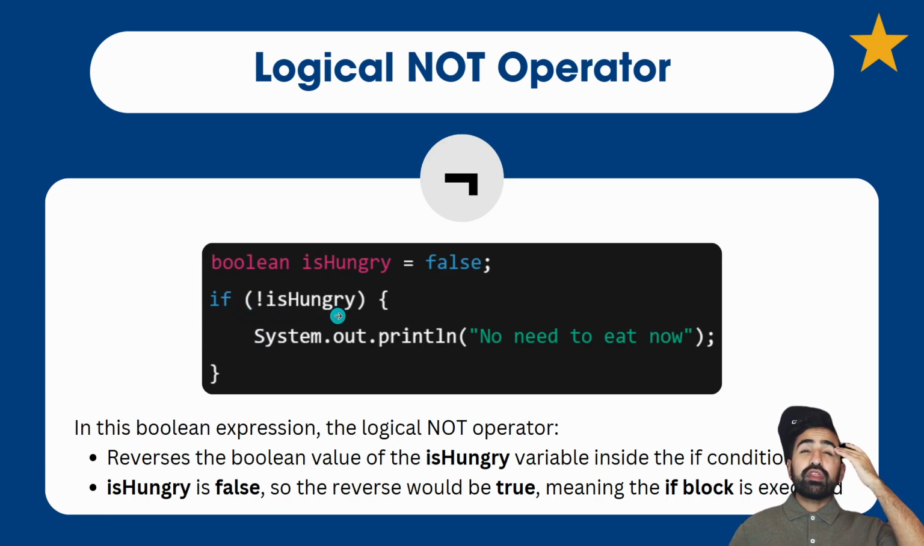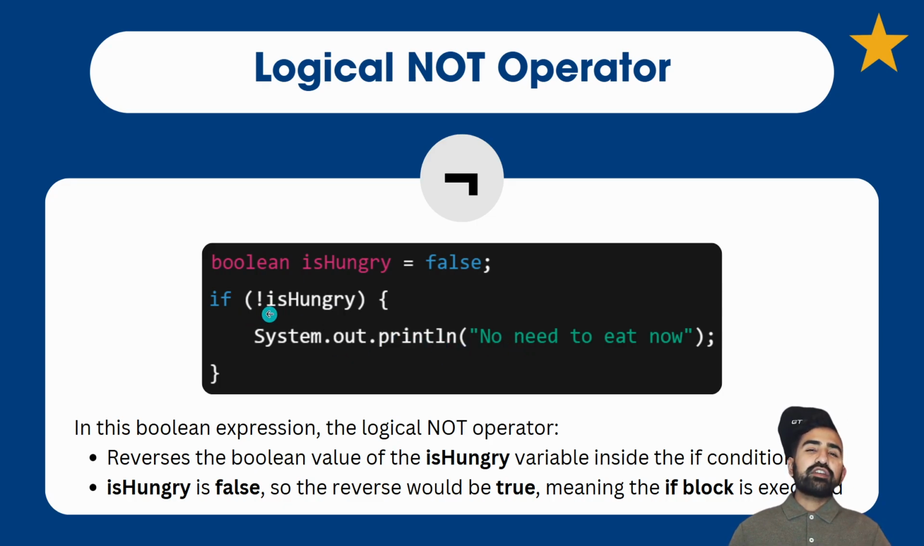The way I would read that in my head, if they're not hungry, then they're going to print out the message, no need to eat now. That makes perfect sense, right? If they are hungry, it'd be a different message, right? But if they're not hungry, because of the not operator here, then we don't need to eat because we're not hungry.